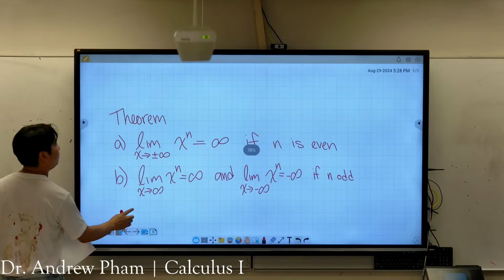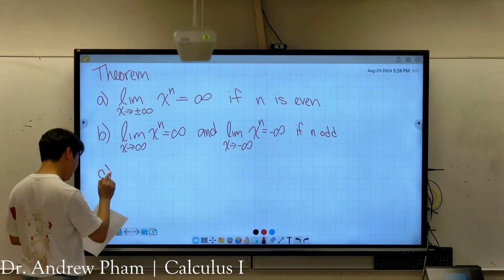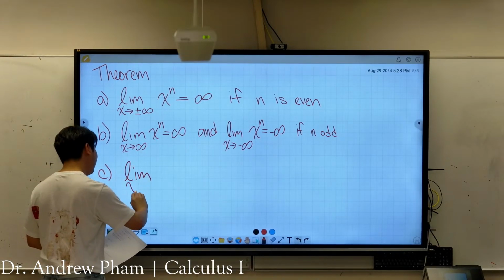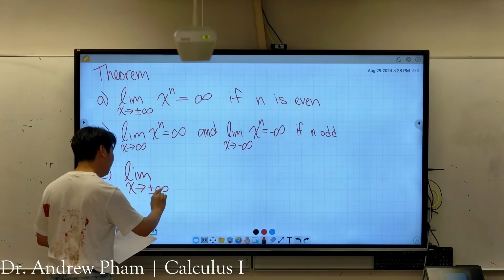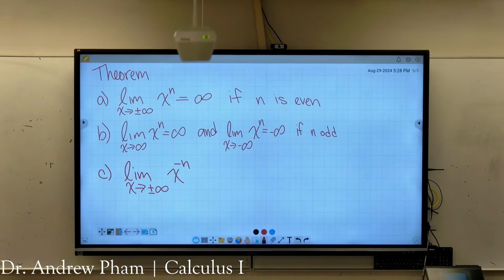Shrink this a little bit, move this up. C. Well, if I take the limit as x goes to this one, it doesn't matter, x to a negative power. Does anyone remember what a negative power means? Yeah, 1 over x to whatever power. So x to the negative second power is 1 over x squared.